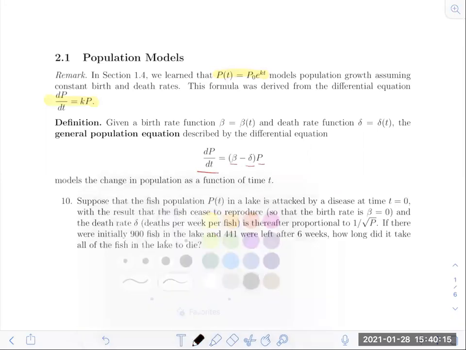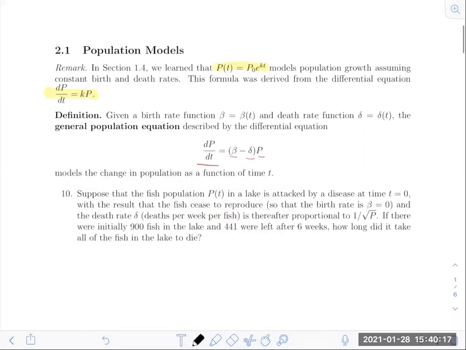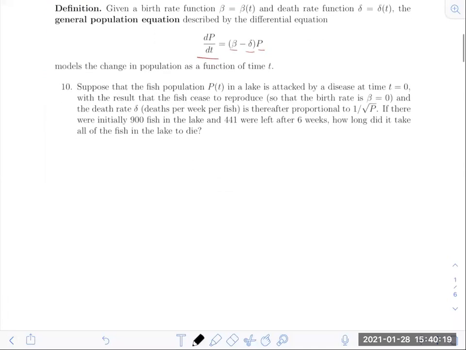To illustrate this general population equation, we have problem 10 from the textbook. It says, suppose that the fish population P(t) in a lake is attacked by a disease at time t = 0, with the result that the fish cease to reproduce. In other words, our birth rate here is 0. We have no new fish being added to the lake. And the death rate, delta, in deaths per week per fish, is thereafter proportional to 1 over the square root of P. So let's go ahead and express that.